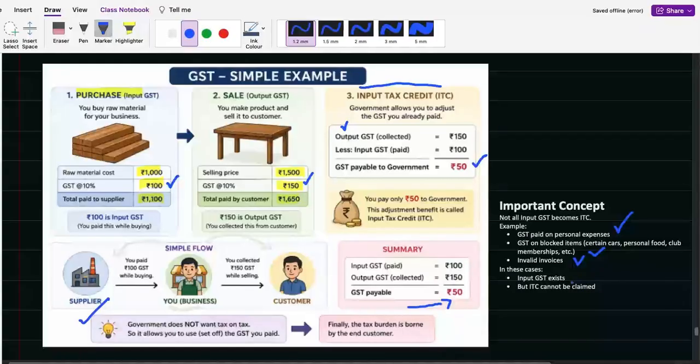In these cases, you will definitely have input GST. You will pay it to the supplier. The supplier will not leave you; he will say you have to pay the GST to me, so he will definitely take 100 rupees. But the government may reject the input tax credit, saying this is an invalid invoice or you are not eligible to get this ITC. So again, you need to pay the full 150. This is a rare case, but you should know that in not all cases is input GST equal to ITC. Those are two different entities. You got this problem, right? Great. Moving ahead.